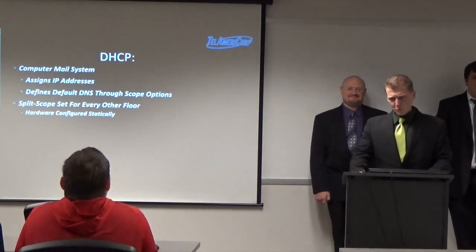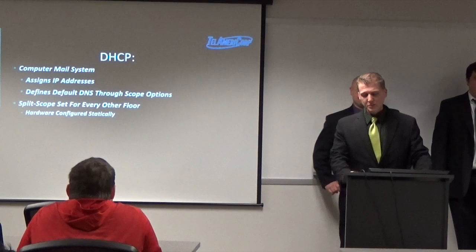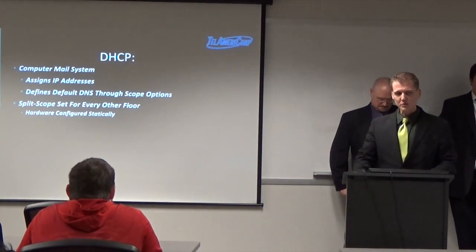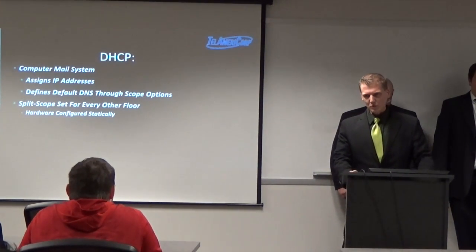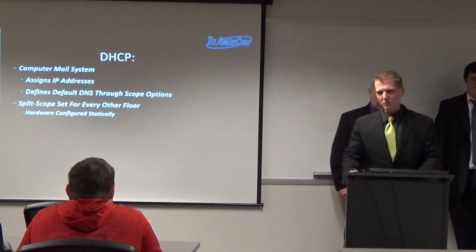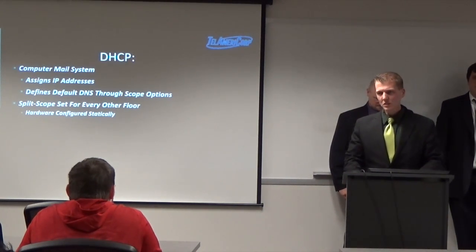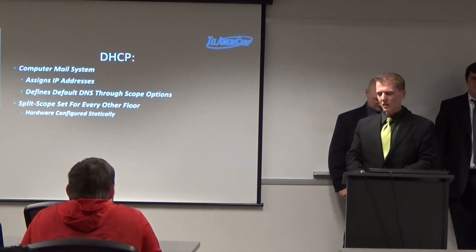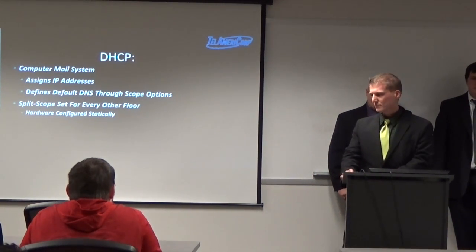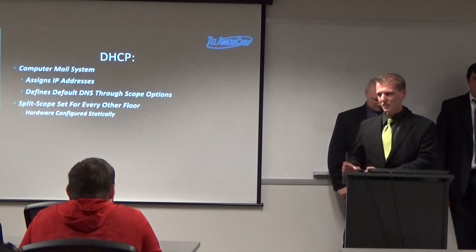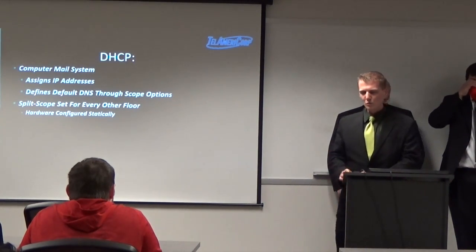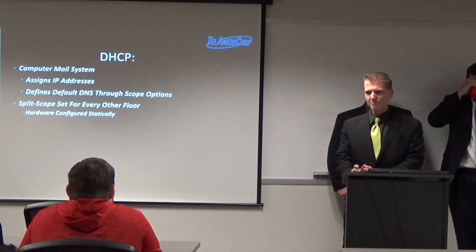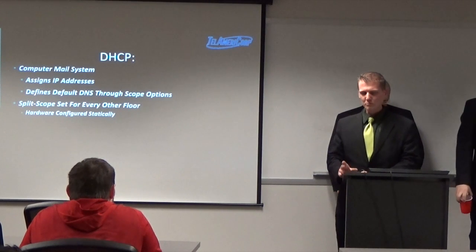We have two DHCP servers set up in our system for fault tolerance. We have those set up in a split scope. A split scope allows us to have one machine take most of the brunt of the load, and then the other machine will take some of the load. We have it set up to where one machine does 80% and the other machine does 20%.